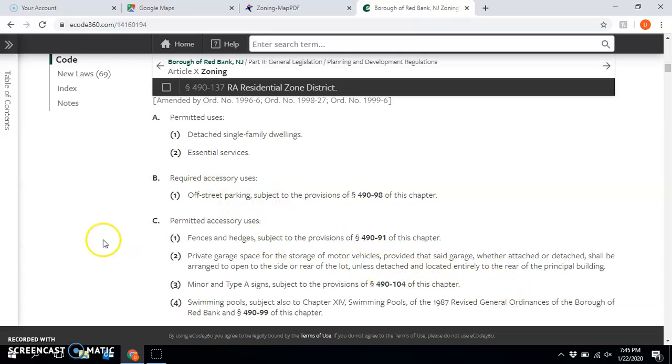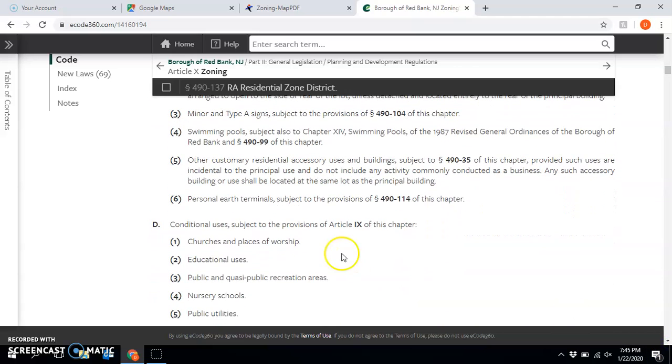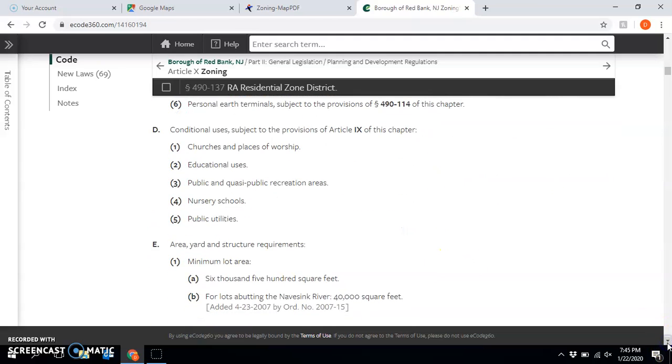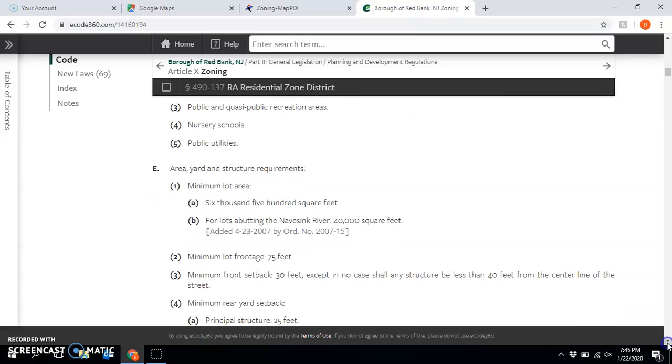And you can scroll down and you can see the churches are conditional uses, meaning you can have it if you meet these requirements. Keep scrolling down and we'll find our bulk requirements for our bulk chart. So here's your minimum lot area, 6,500 square feet, unless you're abutting the Navesink River.